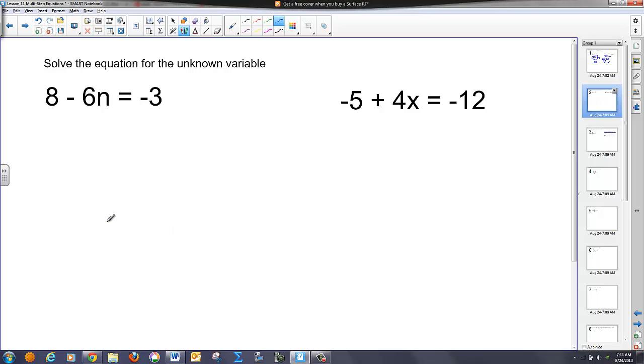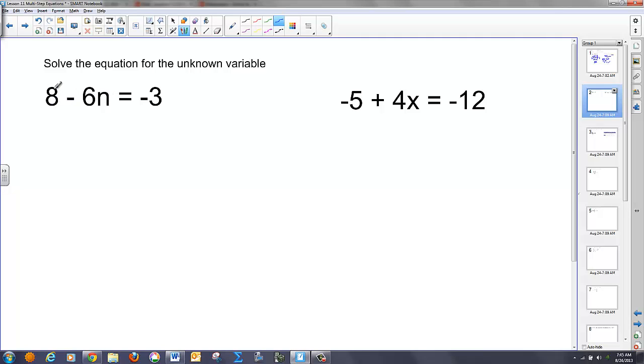So here we go again. We have a couple equations. I'm going to undo the additions and subtractions first. This is written backwards, but in theory, here's our multiplication of 6 times n, and here's an addition or subtraction. The key is, is it addition or is it a subtraction? This is 8 minus 6n. So in theory, this is 8 plus a negative 6n. So this is an addition.